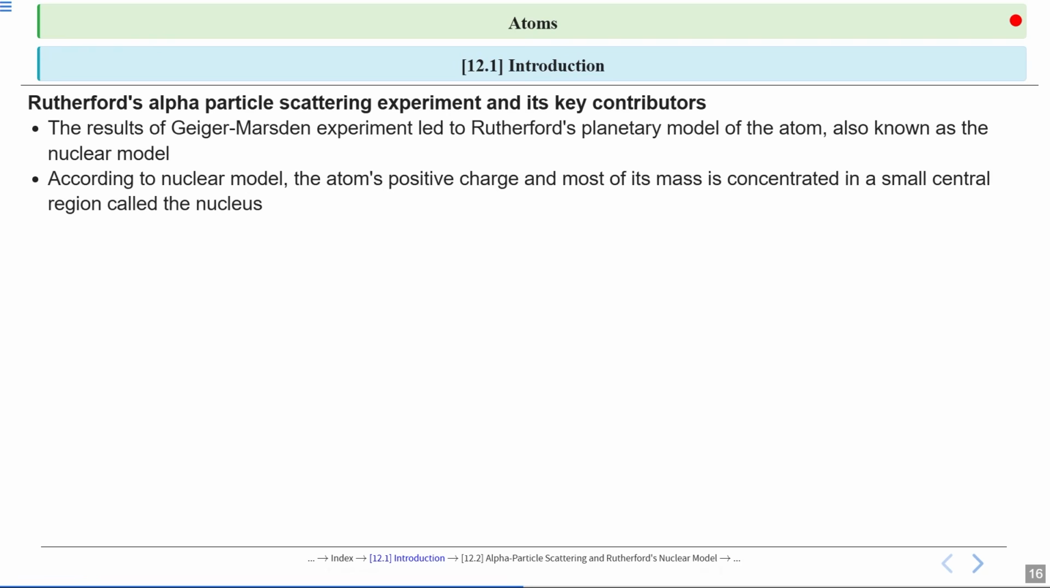According to Rutherford's nuclear model, almost all the atom's positive charge and mass are packed into a tiny central region called the nucleus. The nucleus is extremely small compared to the overall size of the atom, but it contains nearly all the mass.